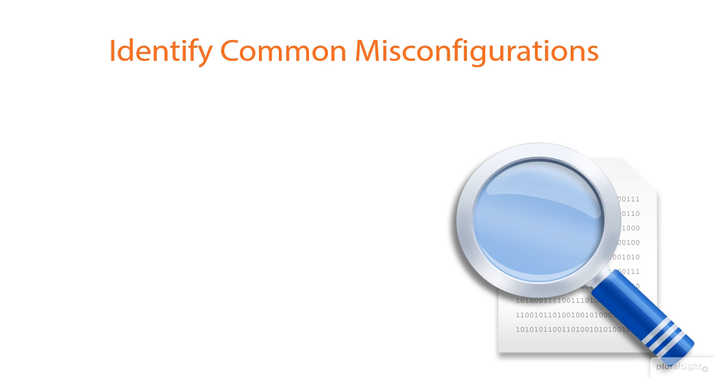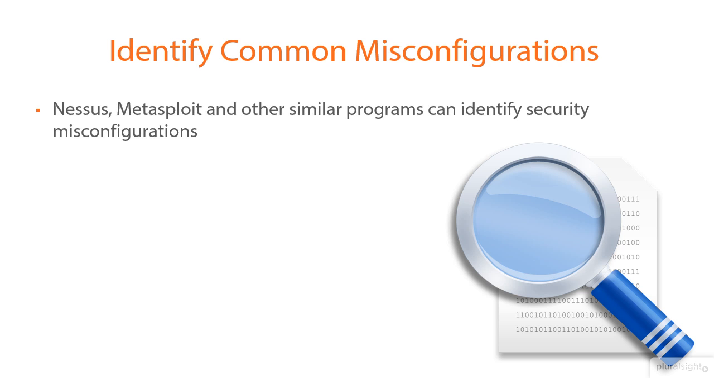And then we can also identify common misconfigurations. So as I mentioned, Nessus, Metasploit, there's some other programs, very similar in nature. They can identify those security misconfigurations. Now, typically, again, they're going to need credentials to go in and get that level of detail. But once that happens, they can review logs. They can perform audits of key assets. Again, it could be manual or it could be automated or somewhat scripted, using these tools and some others.